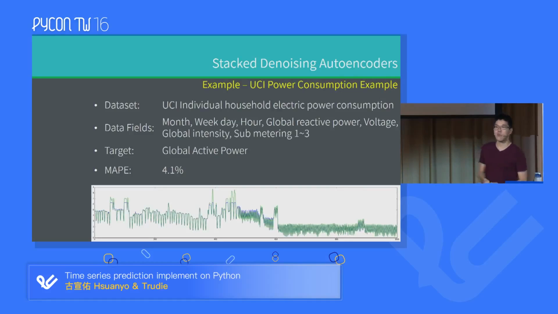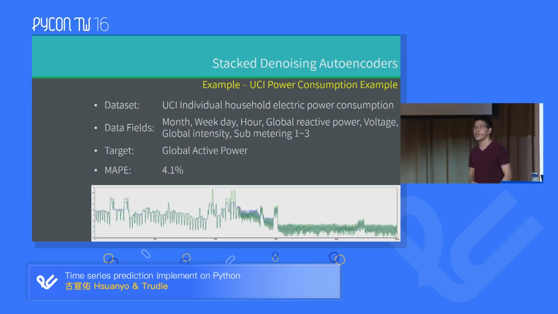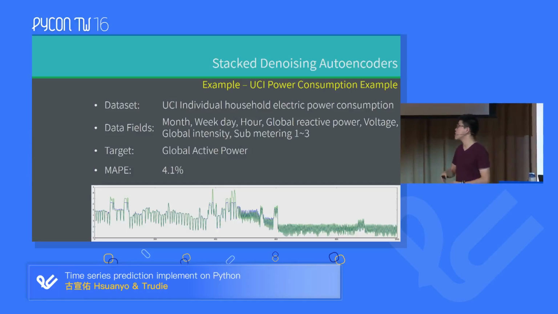And the second experiment is about predicting the global active power, and the dataset uses the UCI individual household electric power consumption. I use the 9 parameters to predict the global active power. Also, the mean average percentage error is below 5%, and it means that you can predict the voltage. The mean average error of the voltage is below 0.5 voltage.